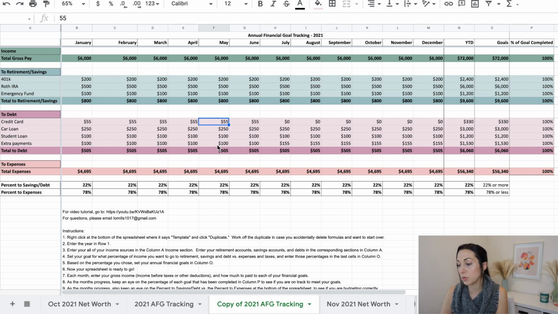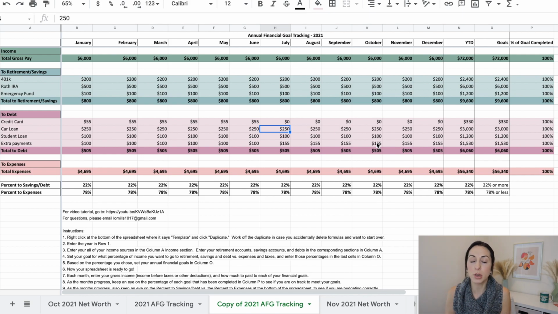Maybe you pay one off halfway through the year, like in this example, the credit card gets paid off, and then you've got extra money you're putting towards another debt, and so you're targeting, let's say, the car loan next. And so you can see your progress on how much money you've paid to each of your debts throughout the year, and make sure you're on track to hit all your goals.